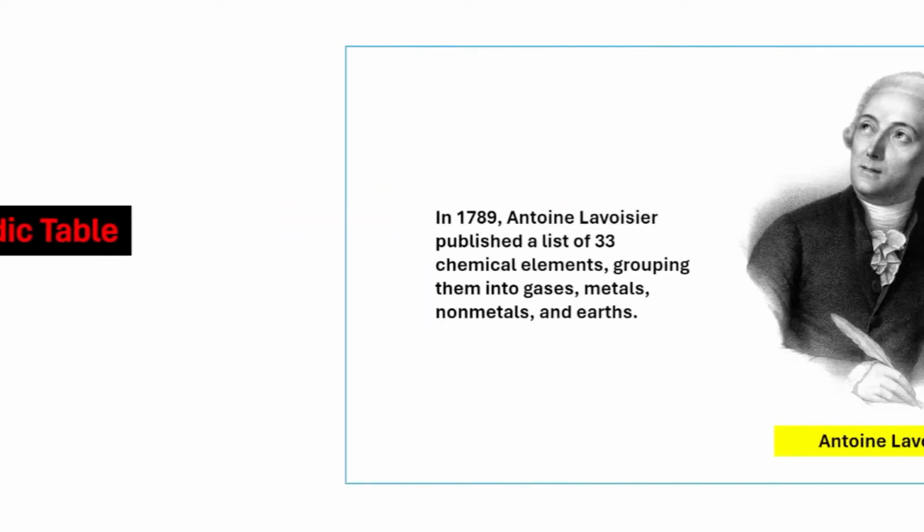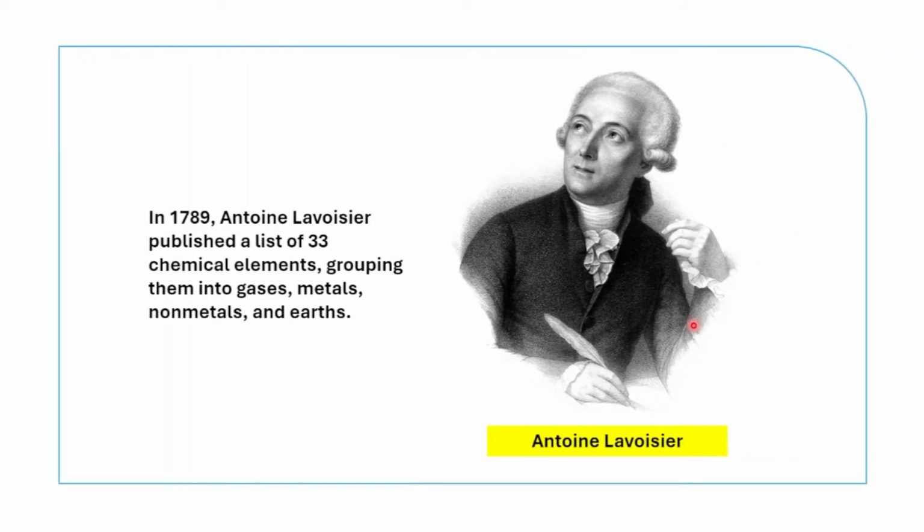So we are going to start with history of progress of periodic table. In 1789, Antoine Lavoisier published a list of 33 chemical elements, grouping them into gases, metals, nonmetals, and earths. So this was the fundamental start of the journey of this modern day periodic table. That was started in 1789.